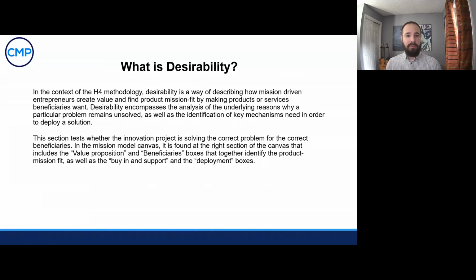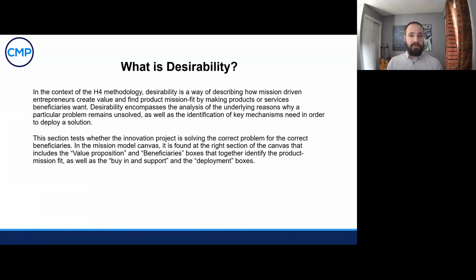In the context of the H4 methodology, desirability is a way of describing how mission-driven entrepreneurs create value and find product mission fit by making products or services beneficiaries want. Desirability encompasses the analysis of the underlying reasons why a particular problem remains unsolved, as well as the identification of key mechanisms needed in order to deploy a solution. This section tests whether the innovation project is solving the correct problem for the correct beneficiaries.